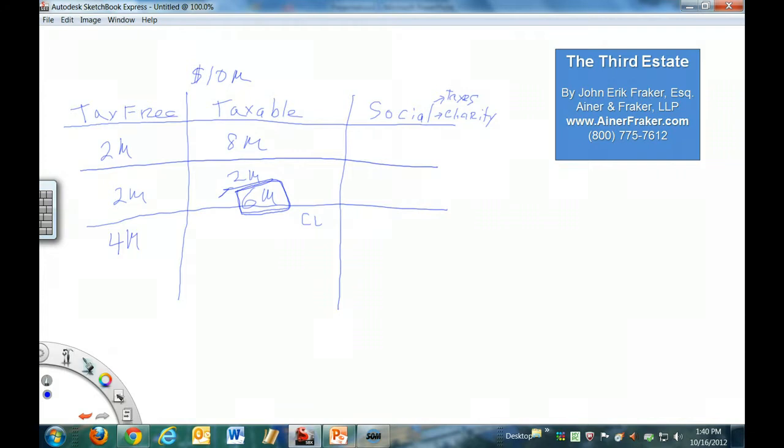So the charitable lead trust is an asset that you can use to transfer the income stream to charity and take the corresponding tax credits and then move the balance of it to your children.